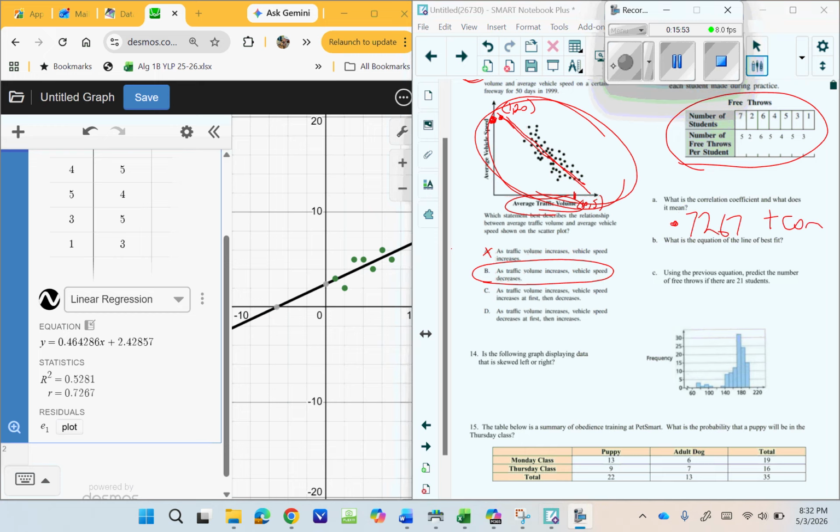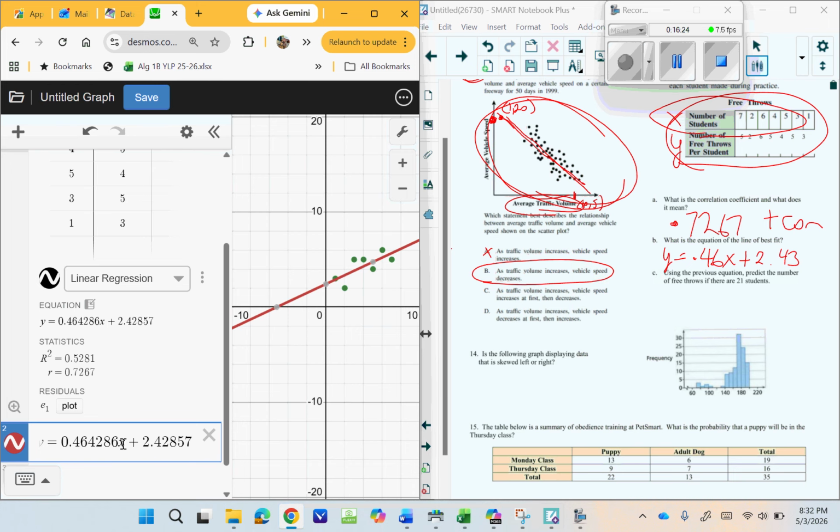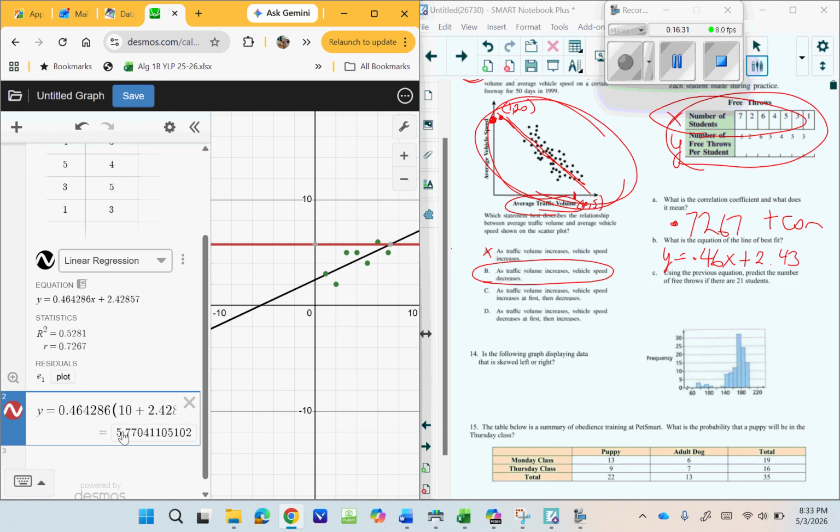Okay, and then what is the equation of the line of best fit? So I'm going to go over here and I'm just going to round it. So I'm going to say y equals 0.46x plus 2.43. And then, using the previous equation, predict the number of free throws if there are 10 students. So I always ask myself, is it giving you an X or Y? Well, it's giving you the number of students, so it's giving you an X. So I'm going to copy this equation, and then I'm just going to plug in 10 here. So it looks like this. And then if you'll notice, it tells you the answer. So predict the number of free throws. I'm going to say like between 5 and 6.